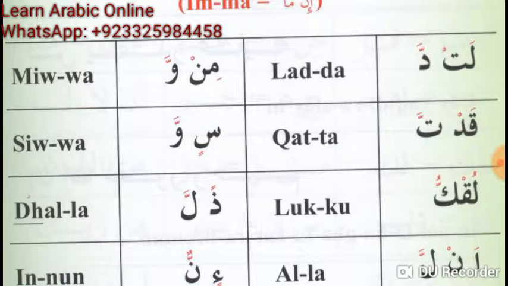In the next word we have dal sakin. Yes, we have dal sakin, and after dal sakin we have ta shadda. So because of this shadda we will omit, we will ignore dal sakin. It will become katta. Dal is ignored. So read this word like this. Ladda. Katta. Luku. These are short vowels.